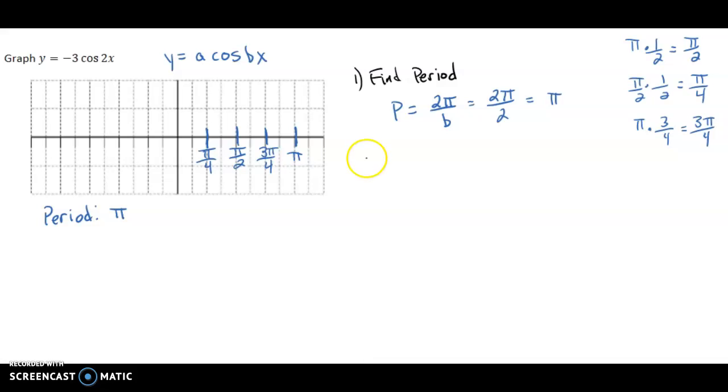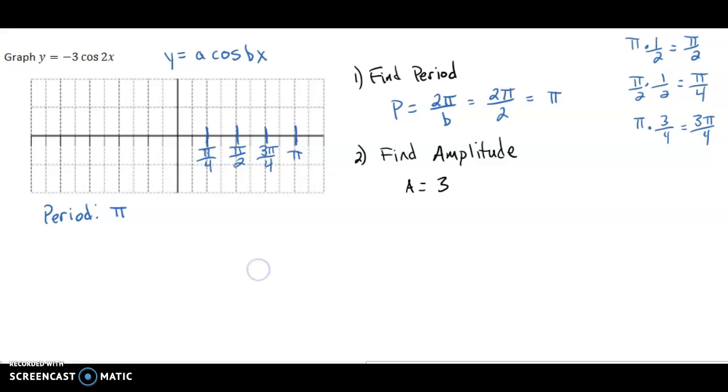Now we're going to find the amplitude, which is the same as sine. It's the absolute value of a. So we'll find the amplitude. In this case, a is 3. Capital A for amplitude. Remember, amplitude is always positive. Let's go ahead and put this up here, and down here we'll put this as 3 and -3. And then this negative sign in front here is going to reflect the graph over the x-axis. Let's just make a note of that.